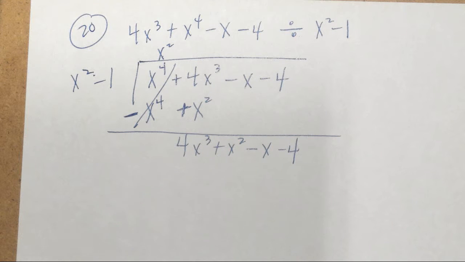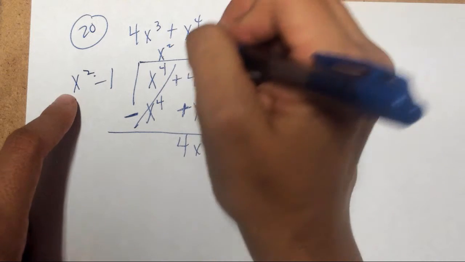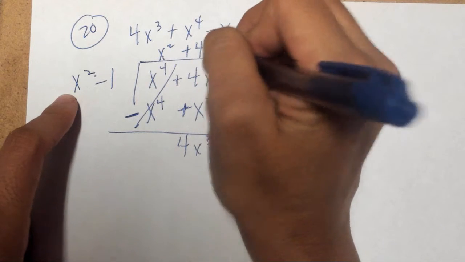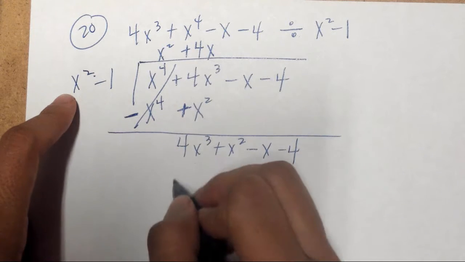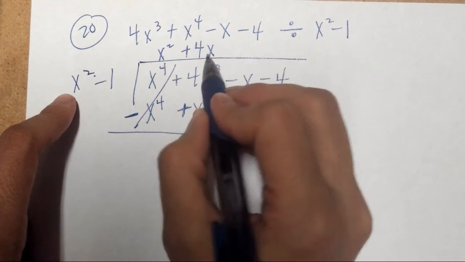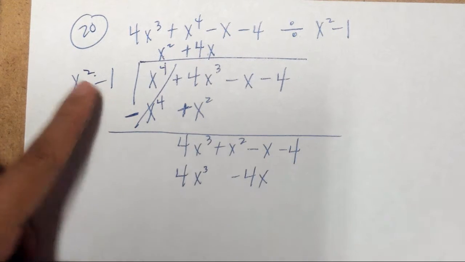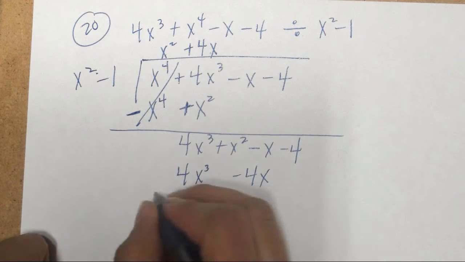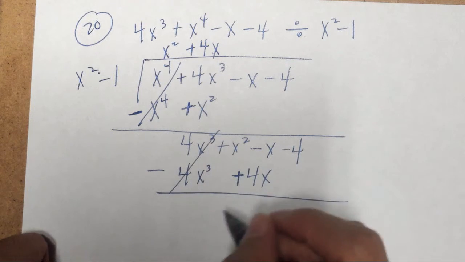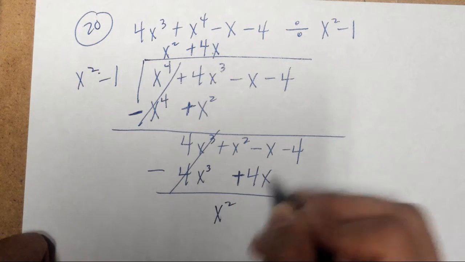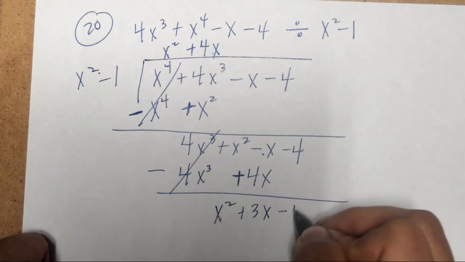Alright, so now I'm going to ask myself, x squared times what is 4x cubed? I'm missing a 4 and an x. So now I'm going to multiply. 4x times x squared is 4x cubed. 4x times negative 1 is negative 4x. Draw the line, change the sign. These guys cancel, bring everything down. So x squared comes down. 4x minus x is 3x minus 4.